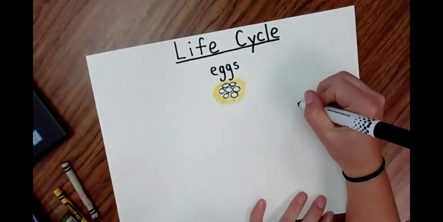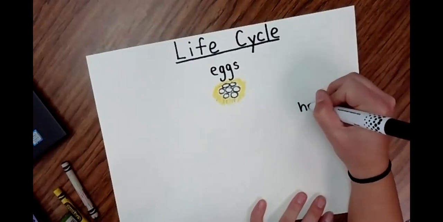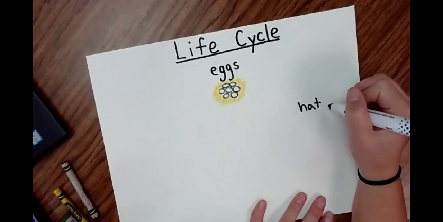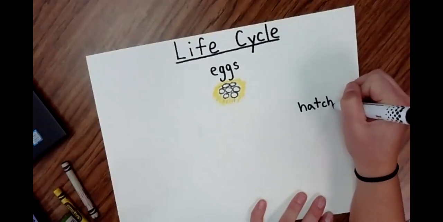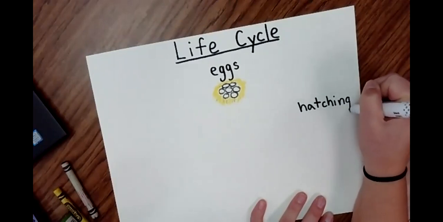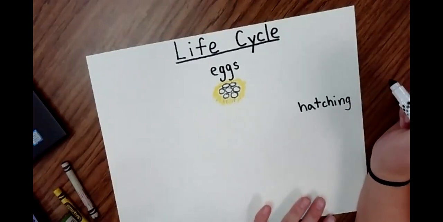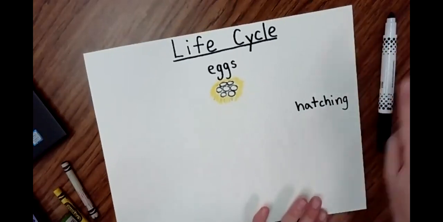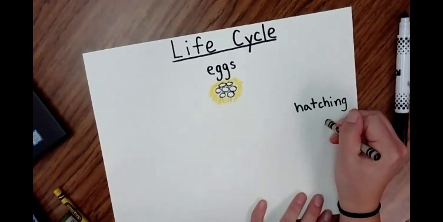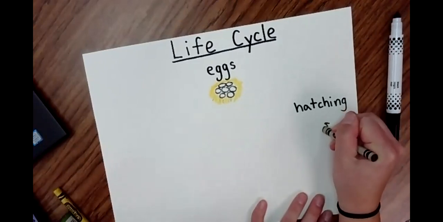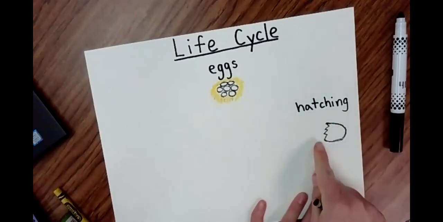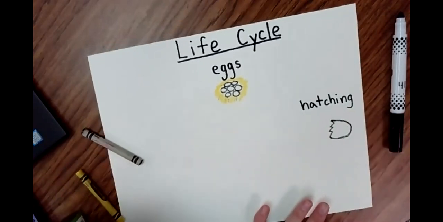I'm going to write hatchlings. H, A, T, hat, and then C, H, hatch. Ings, I, N, G. Hatchlings. Now I'm going to try to draw a picture of a turtle leaving its egg. So grab those crayons again. There's the crack of my egg. And then I'm going to draw a picture of a baby sea turtle coming out.